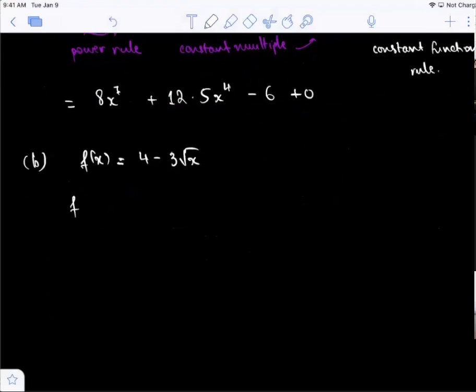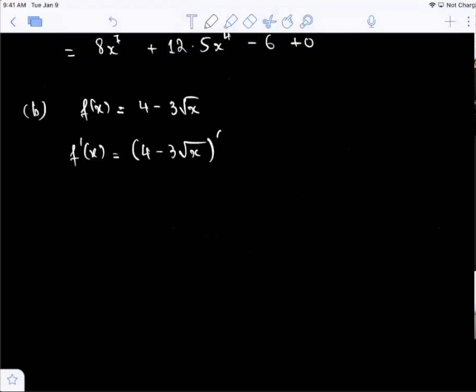All right, so what is the first derivative here? You want to find the derivative of that function. The derivative of a difference is the difference of the derivatives. The derivative of 4 by itself, there's no variable attached to that, should be equal to 0. And then you subtract the derivative of 3 times the square root of x.